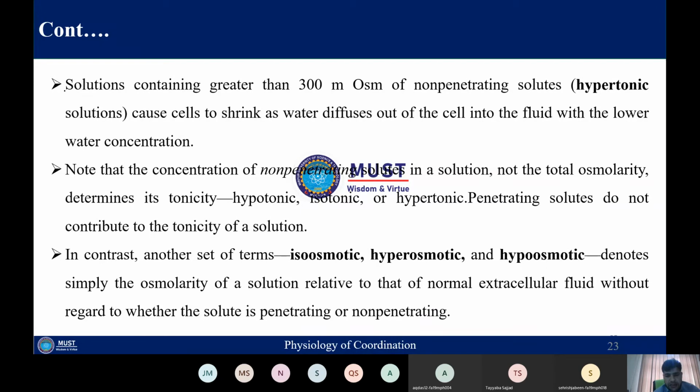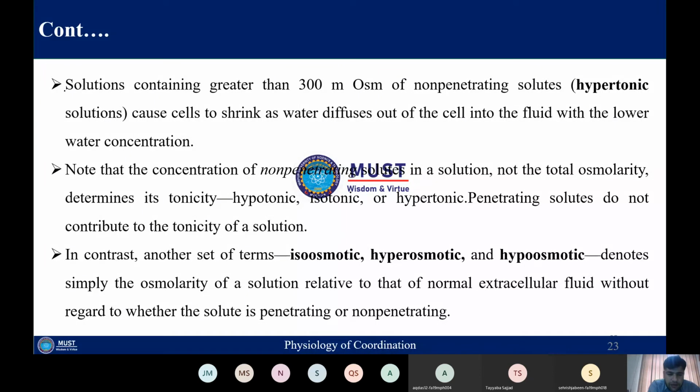Similar terms, isoosmotic, hyperosmotic, and hypoosmotic, can also be used. They simply denote the osmolarity of the solution relative to that of the normal extracellular fluid. In the case of hypotonic, hypertonic, or isotonic, we fix the permeability of the membrane: the membrane is impermeable to the solute. The solute is behaving as non-penetrating, and only water is behaving as the penetrating component in the previous example.